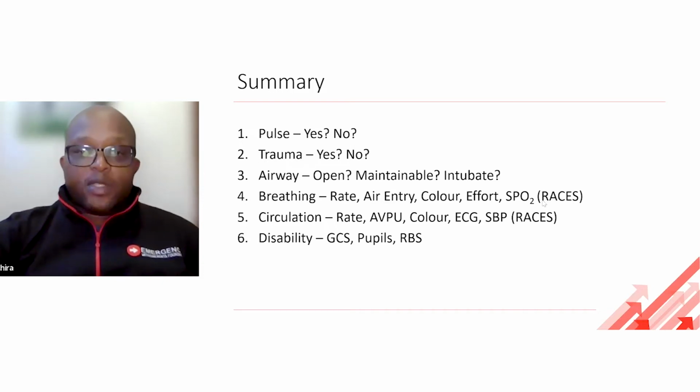Then you need to race through your breathing: rate, air entry, color of the patient, effort of breathing, saturations. Race through the circulation, where you have your rate, level of consciousness, the AVPU, color of the patient, what's your ECG looking like, what's your systolic blood pressure. And then disability, you normally go through what's your patient's GCS, check your pupillary response, and then your RBS. If you did this for every crashing adult, you'll never go wrong as long as you resuscitate what you find as you move along.